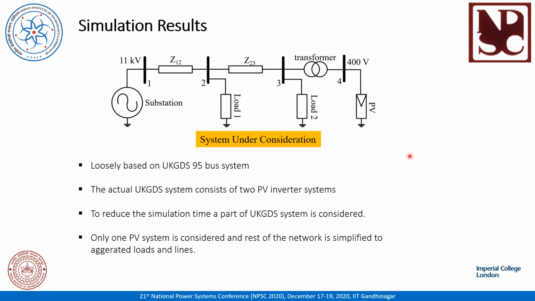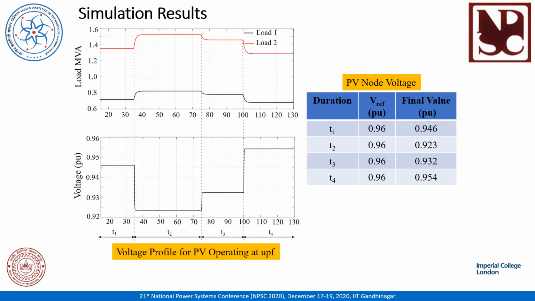To validate the proposed technique, the system under consideration is shown here. The system is loosely based on the UKGDS or UK Generic 95 bus system. The actual UKGDS system consists of two PV inverters. However, to reduce the simulation time, a part of the UKGDS system is considered for the simulation. And in this system, as you can see, only one PV system is considered and the rest of the network is simplified to the aggregated load and the lines.